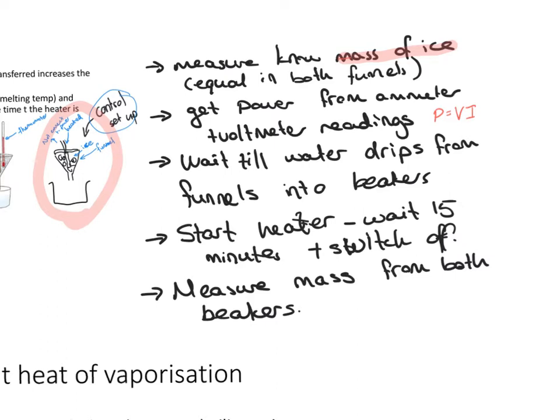And then you start the heater, and obviously you need a stopwatch to measure a fixed amount of time. So let's say 15 minutes or 20 minutes. The longer the time, the better, because it will actually decrease your uncertainty in the measurement of time, which is good. So you start the heater, wait 15 minutes or 20, and then you switch it off. And then you need to measure the mass from both beakers.